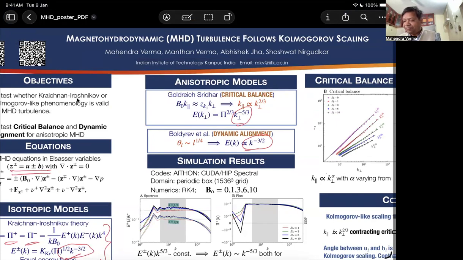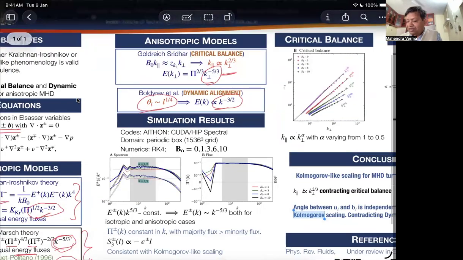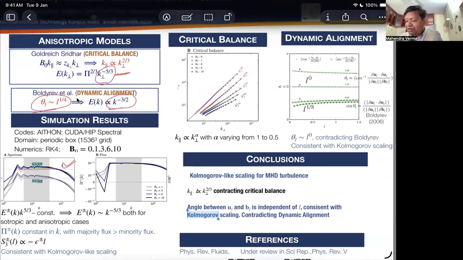Now, we tested the spectrum. We found it closer to phi-third. This is the spectrum here. Now, we examined the critical balance. We found that in the k parallel versus k perpendicular relation, the exponent varies from 1. It means k parallel is proportional to k perpendicular for b naught equal to 0 naturally, but it goes from 1 to half, and it seems to saturate near half at large b naught. B naught is 10, so we used a pretty high b naught. So for critical balance, we are not finding it to be valid for large b naught.